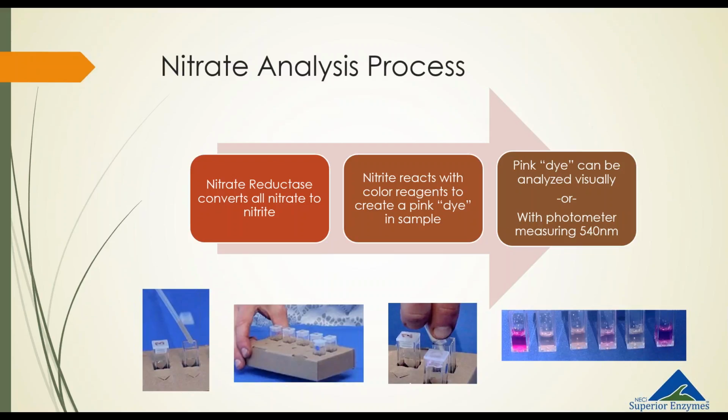nitrate to nitrite. After about a 10-minute reaction, all the nitrite in the sample is going to react with color reagents, which is shown in the third image. It's just a powder that you add, and this is going to turn the sample pink. So the darker the shade of pink, the more nitrate in your sample. So this can be analyzed visually with the color slider, or it absorbs at 540 nanometers. So if you have a spectrophotometer or one of our handheld photometers, then you can get digital results from this.